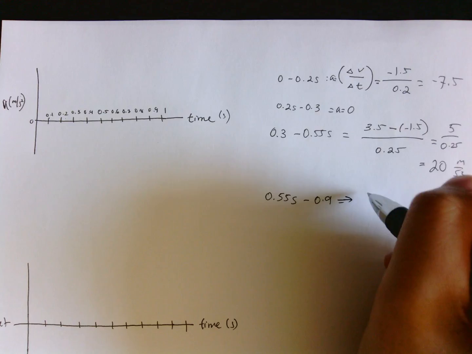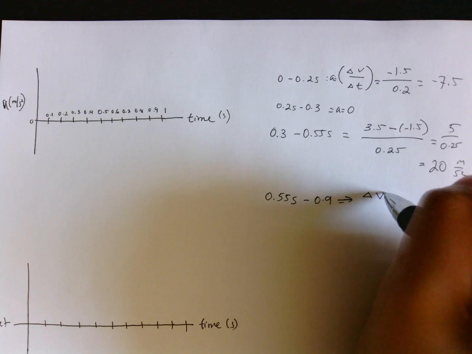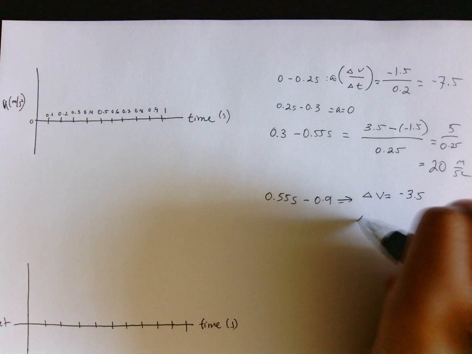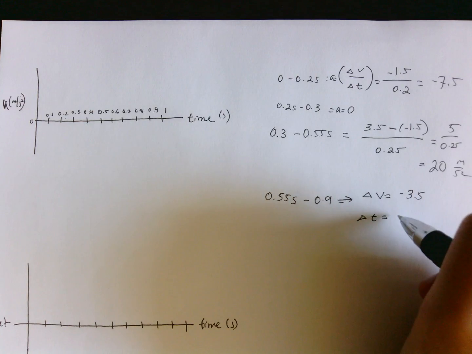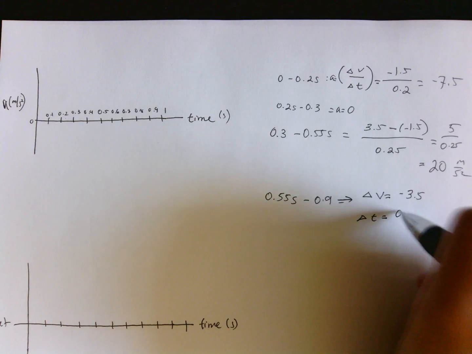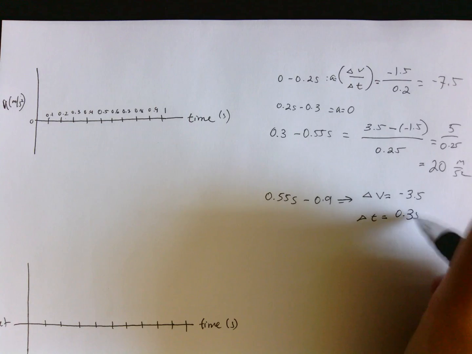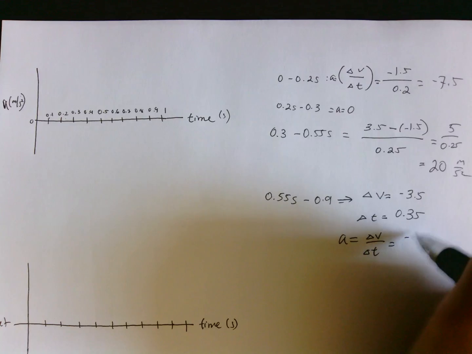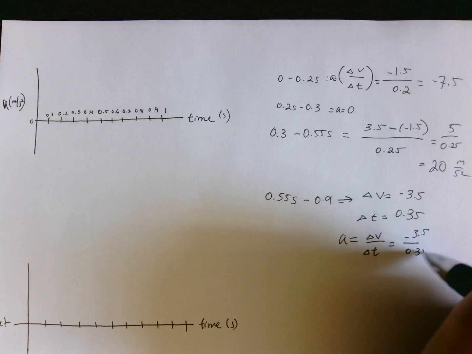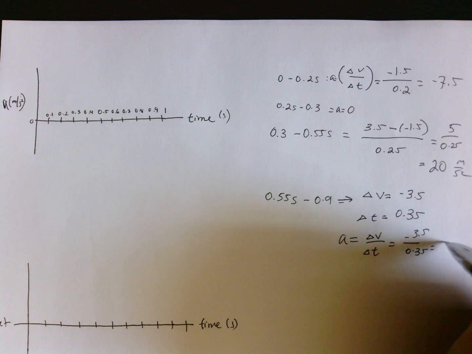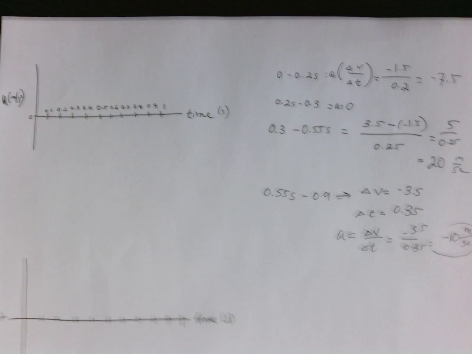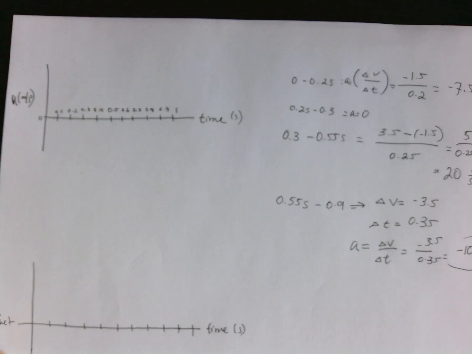And then the final period we look at is 0.55 seconds to 0.9 seconds. And we know that the delta v is going to be negative 3.5 and delta t is going to be 0.35. So a is equal to delta v over delta t, which is equal to negative 3.5 over 0.35, which is equal to negative 10 meters per second squared. So now we can go to the actual graph where we will plot this.